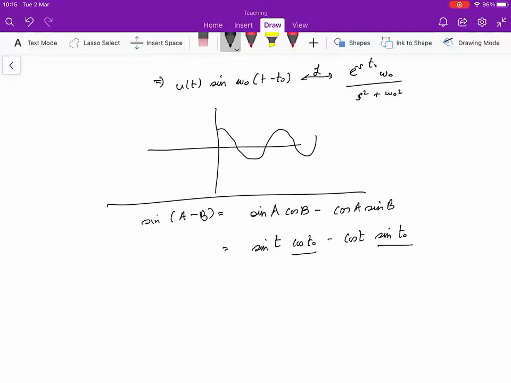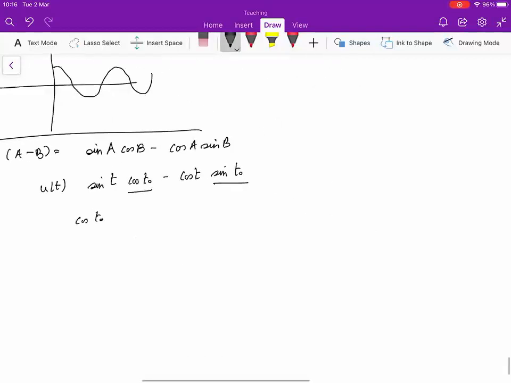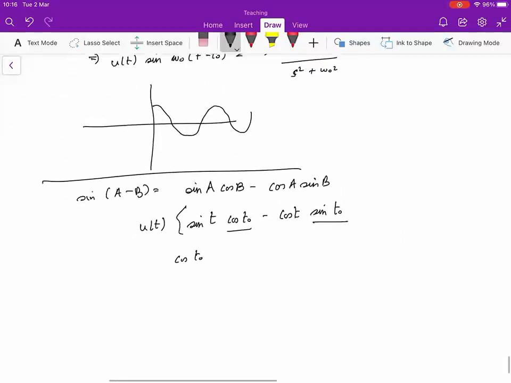So this is going to be cos t naught, and then we have the transform of sine t. So we have to put u(t) for both of them. So that becomes u(t) cos t naught times sine t, and then minus sine t naught, that's just a constant, times cos t. And then we can take the transform of this.